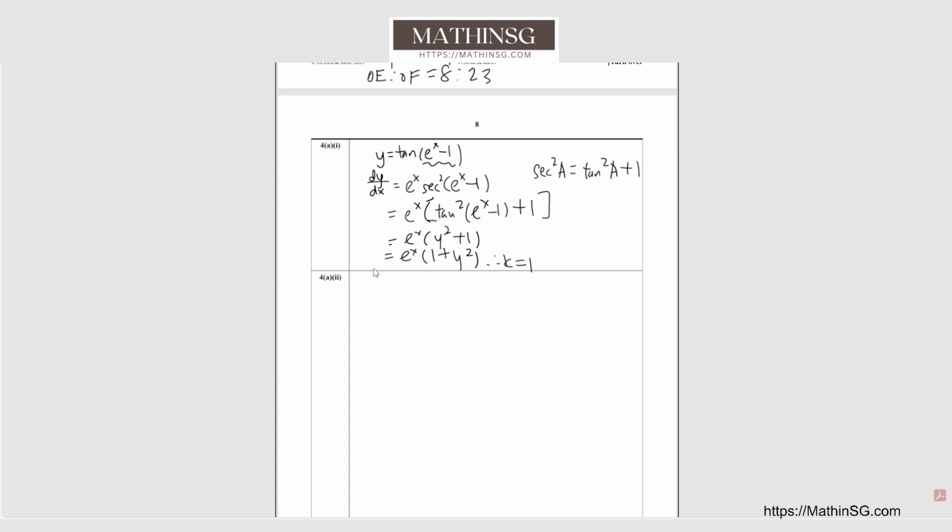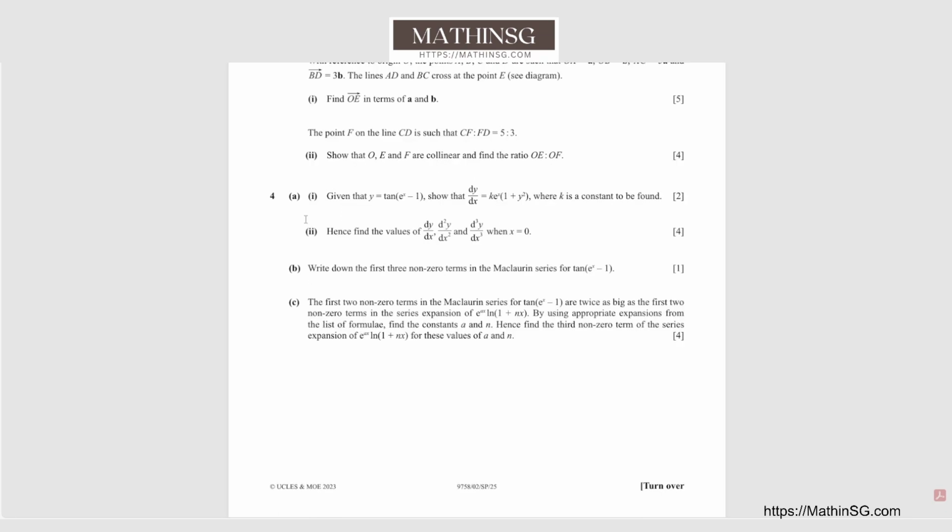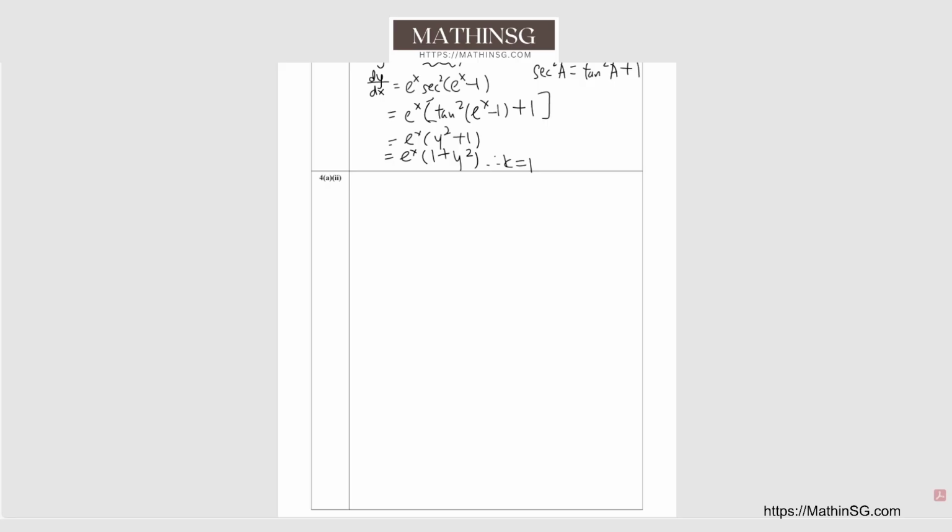Next, let's move on to part 2. In part 2, we are asked to find the values of dy/dx, d squared y/dx squared, and d cubed y/dx cubed, where x is 0. So let's do it. We have already found dy/dx. So what we need to do is to differentiate dy/dx to find an expression for d squared y/dx squared. So let's do it.